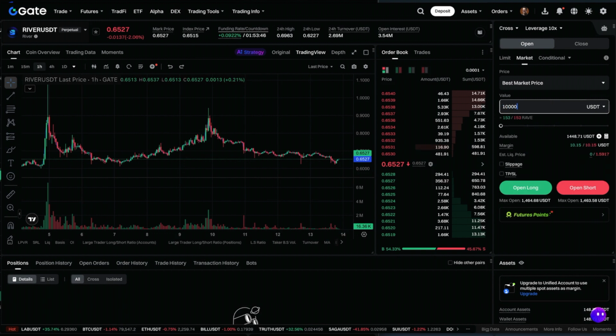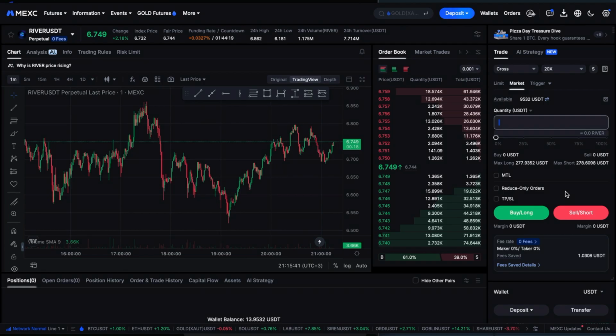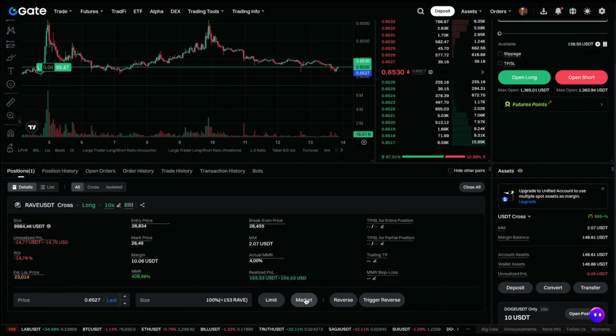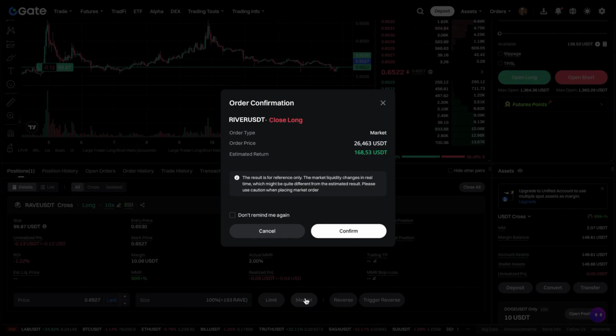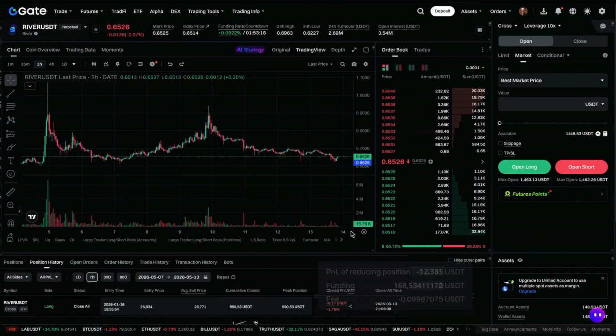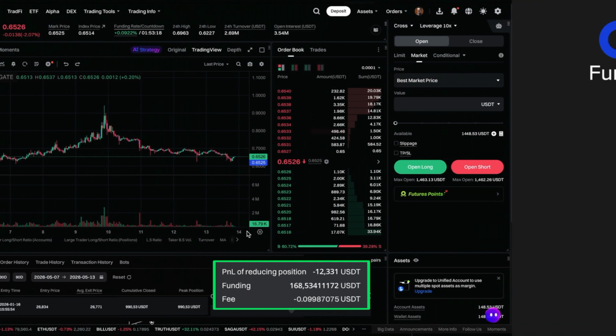We open a long on Gate for $1,000 with 10th leverage. This is where we will earn the funding. And we open a short on MEXC with the same coin volume to hedge the trade. After the funding payment time has passed, we close both positions. The short on MEXC brought $34 profit from price movement, but $71 was charged as funding. The result of this trade is -$47. The long on Gate brought a loss of -$12 from price movement, but $168 was credited as funding. The result of this trade is +$146.